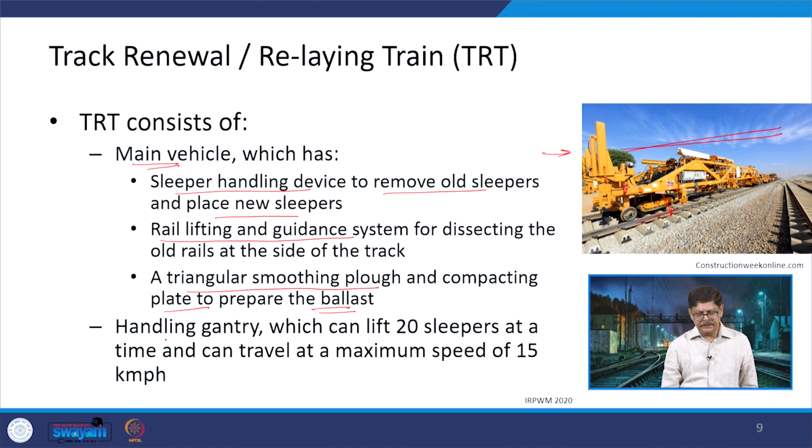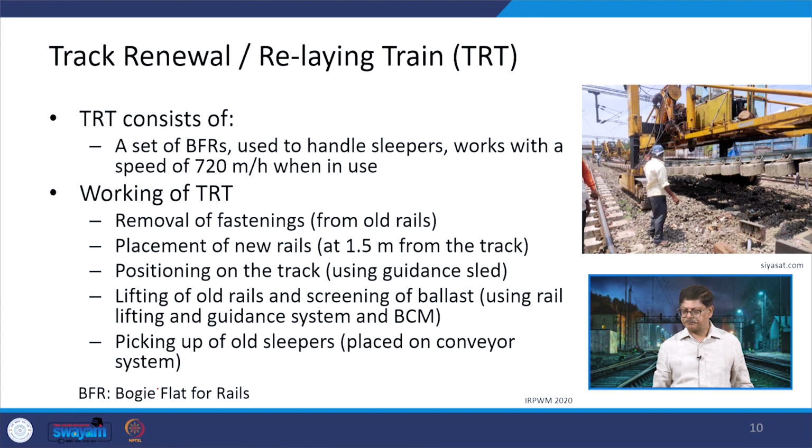Now, the handling gantry which is provided will be here at this point. It can lift 20 sleepers at a time. That means it will pick up 20 sleepers and bring them to the location on this track itself, and then start laying those sleepers one by one at the specified spacing, and it can travel at a maximum speed of 15 kilometers per hour.